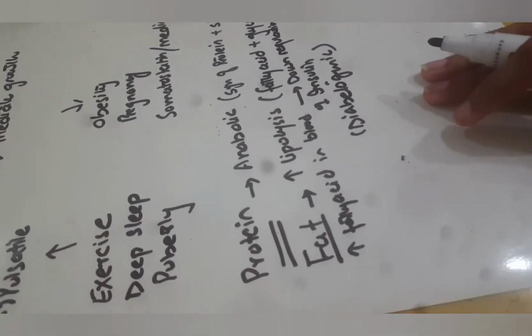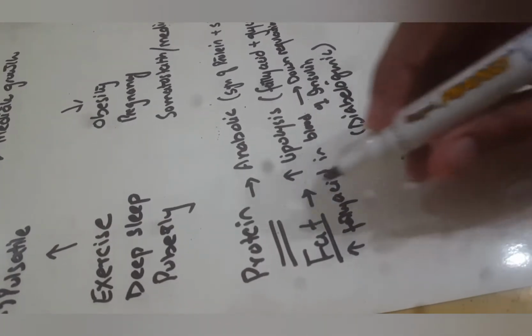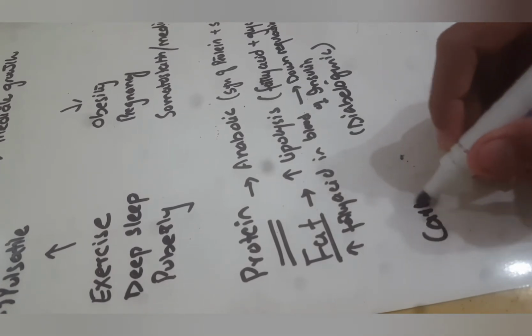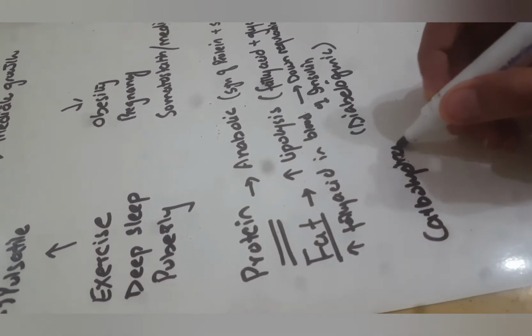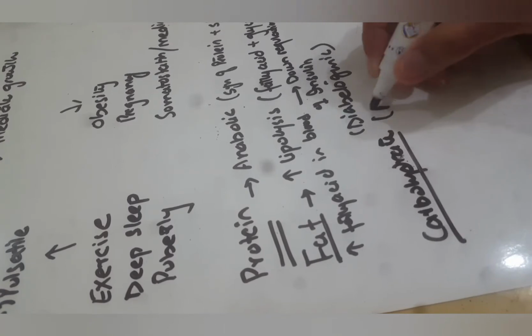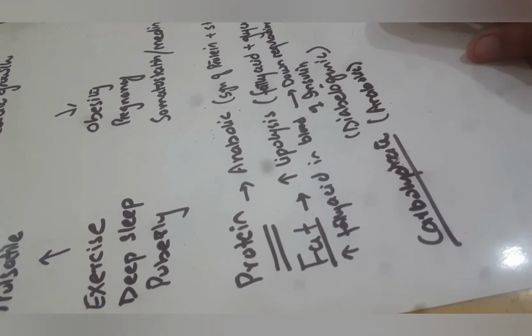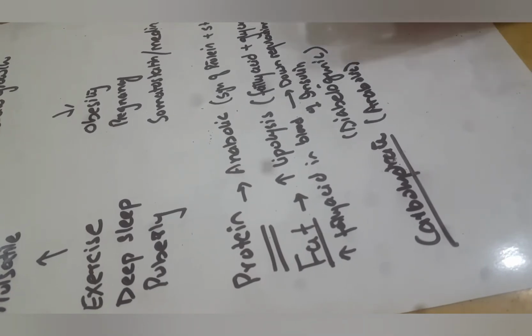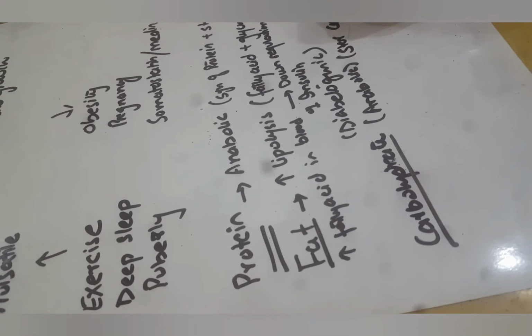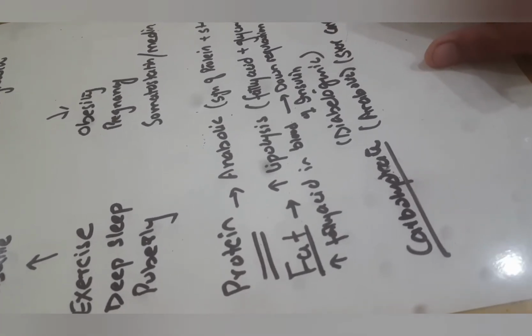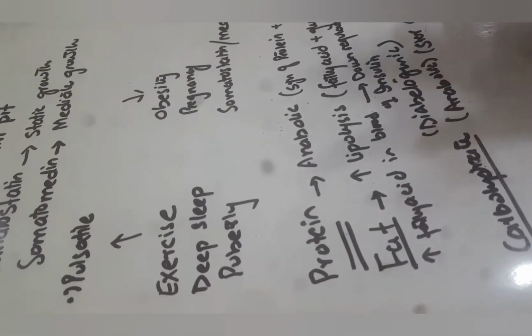Now what is left is the effect on carbohydrates. The carbohydrate effect is very positive. It is anabolic. It stores carbohydrates and increases construction. Now we have studied the effect of growth hormone on proteins, fats and carbohydrates.